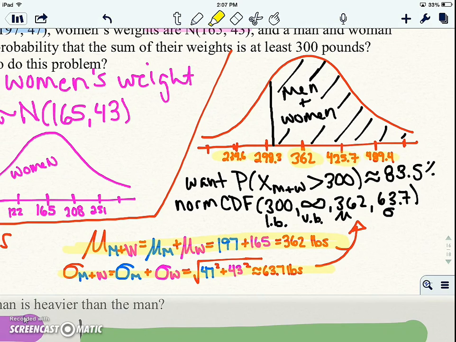Now what we really want is the probability that the man plus the woman is greater than 300. So we go ahead and draw in our 300 mark and shade the correct area. And then using our calculator, not forgetting to label, we did norm CDF from 300 to 1,000 with a mean of 362 and a standard deviation of 63.7. And we get that we have an 83.5% chance that, when you pick a man and a woman, together they weigh more than 300 pounds.